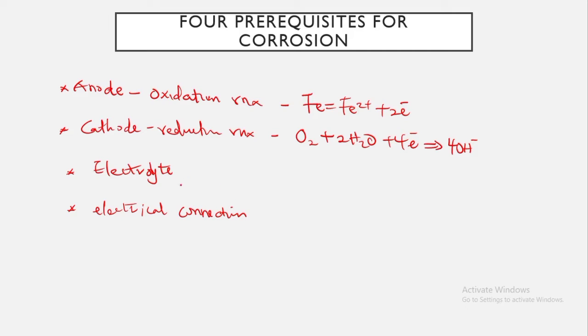Now let's note this: if one of these 4 is missing, corrosion will not occur. So to control corrosion, you remove one of these. For example, if you have a cathode and anode and there's no electrolyte, corrosion will not occur. If you have all 3 and one is missing, corrosion will not occur.